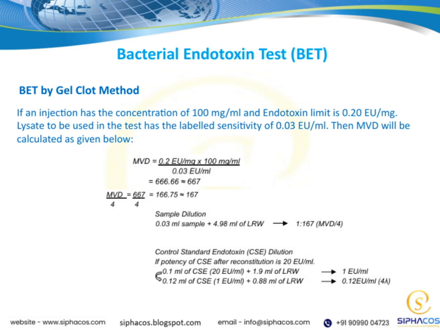The MVD calculation follows a specific formula, often referred to as the BET by gel clot method. This process is crucial because it ensures that the endotoxin levels in our product stay within safe limits, maintaining product safety and compliance. It's a key part of our overall quality control strategy in bacterial endotoxin testing.